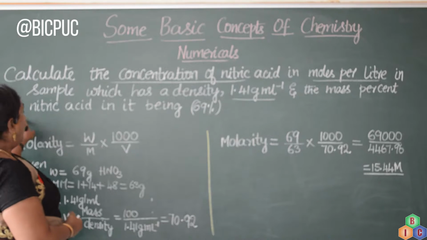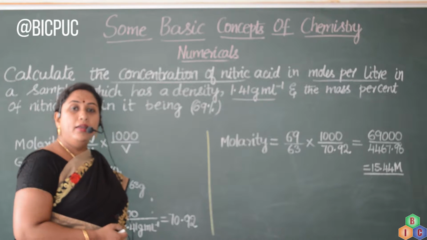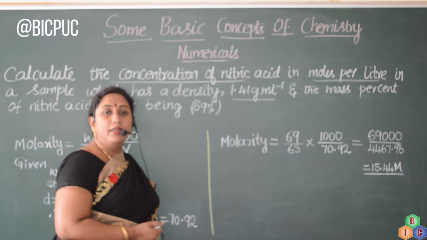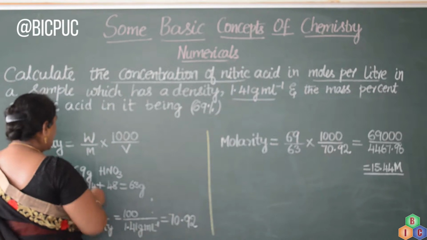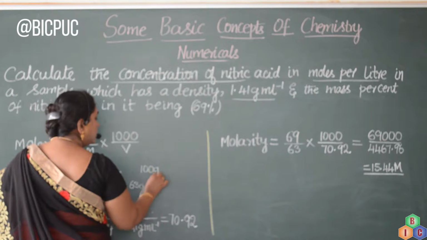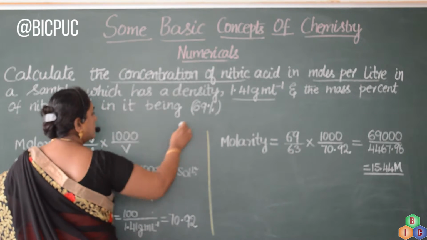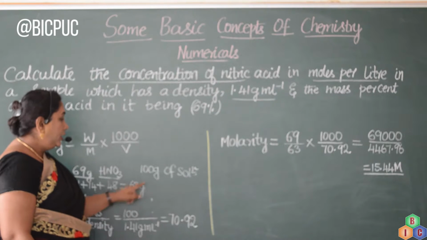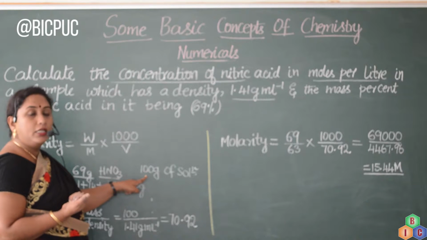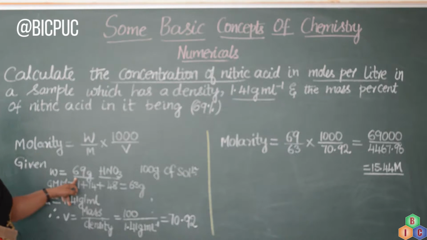Now, another clue that's given is that the solution is containing 69% nitric acid in it. What do you understand when it is given as 69% nitric acid? It means 69 grams of nitric acid is present in 100 grams of solution, because this concentration of nitric acid is given in percentage. That means it is the total quantity of the solution by weight. The total quantity of the solution is 100 grams. In that, it contains 69 grams of nitric acid.